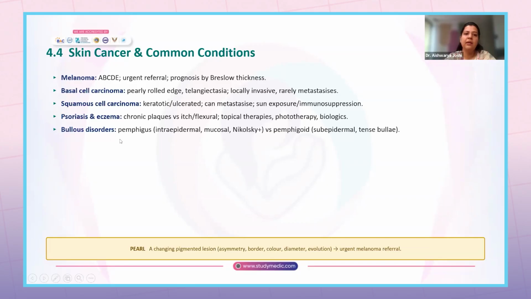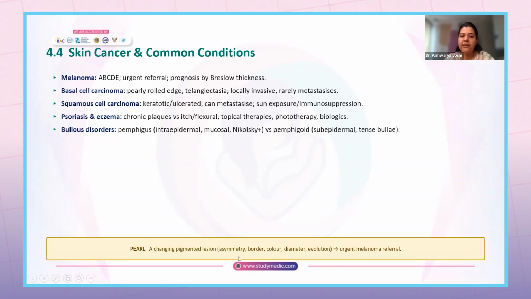Bullous diseases like pemphigus vulgaris or bullous pemphigoid. The easiest differentiating factor is pemphigus vulgaris involves mucous membrane. Pemphigoid does not involve mucous membrane. Pemphigus vulgaris is intraepidermal with Nikolsky sign positive. Pemphigoid is subepidermal and the bullae are dense.